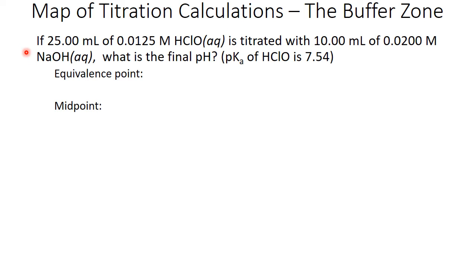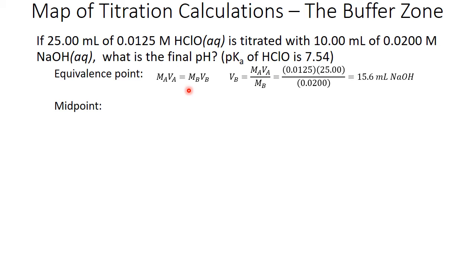Well, we're going to quickly calculate the equivalence point and the midpoint to see if we're at either of those. The equivalence point is based off of the moles of acid equaling the moles of base that have been added. So the volume of base to do that will equal the molarity of the acid times the volume of the acid divided by the molarity of the base. In our case, the volume of base we've added at the equivalence point will be 15.6 milliliters. Well, we haven't added that much. We've only added 10. Let's see if we're at the midpoint.